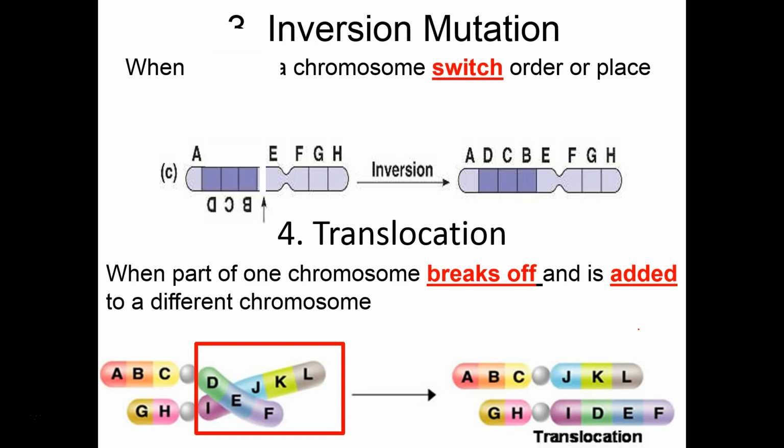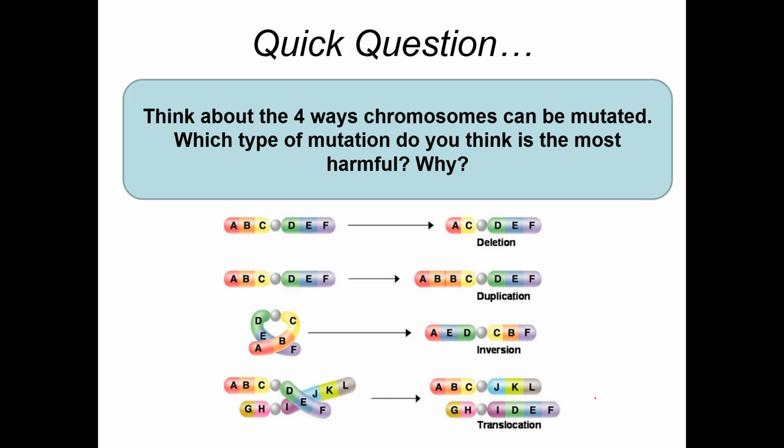So instead of having A, B, C, D, E, F, now we have A, B, C, J, K, L. And then instead of G, H, I, J, K, L, we've got G, H, I, D, E, F. So those pieces have flip-flopped, and that's definitely going to end up with different proteins.